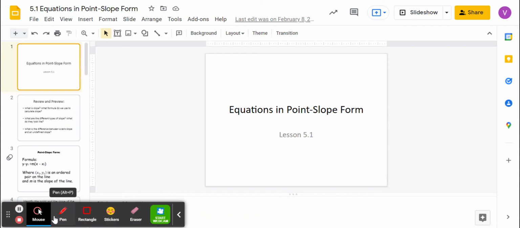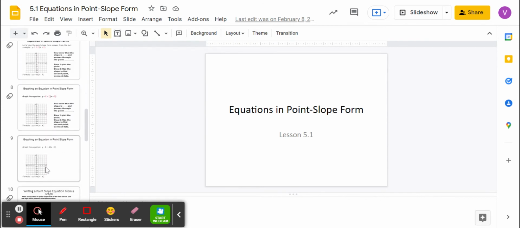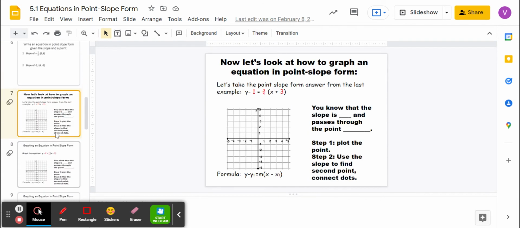In this video, we're going to be taking a look at equations in point-slope form, and this is going to be the second part of our discussion. So now I want to take a look at graphing equations in point-slope form. And again, you want to identify your slope and your point, because that's what point-slope form is all about.